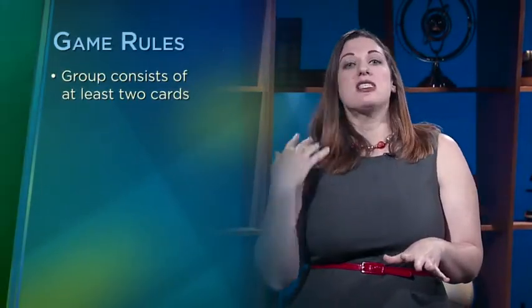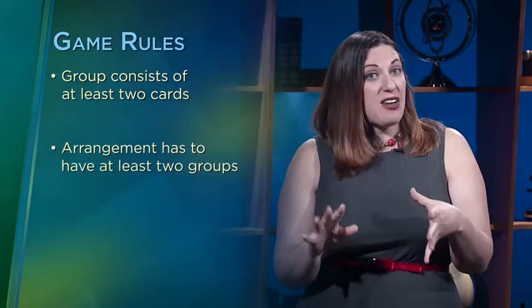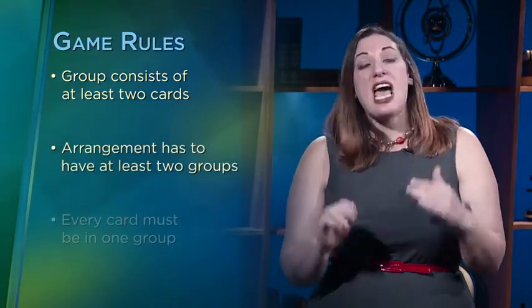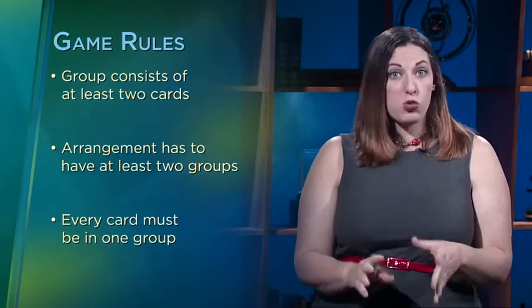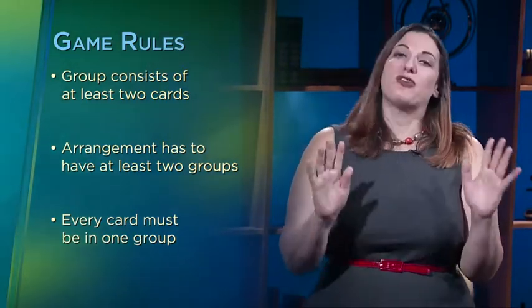And the only rules are these. A group consists of at least 2 cards. To count, an arrangement has to have at least 2 groups, and every card must be in one group for the arrangement to count, so no leftover cards. So for example, you could group those 6 cards by suit with 2 clubs, 2 hearts, and 2 spades. That's an arrangement with 3 groups of cards with 2 cards in each group, so that would count as one arrangement.